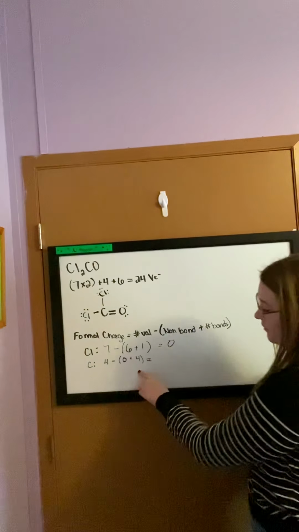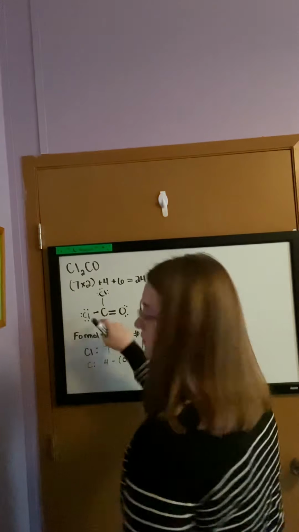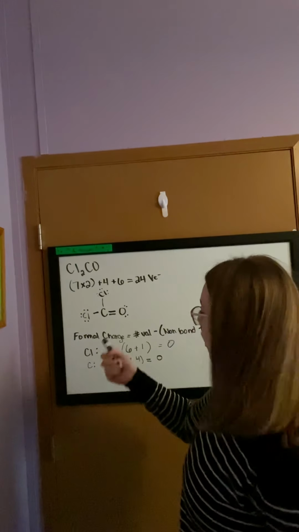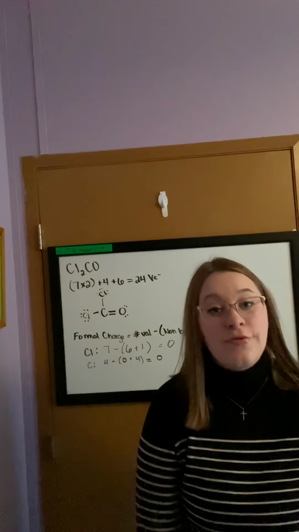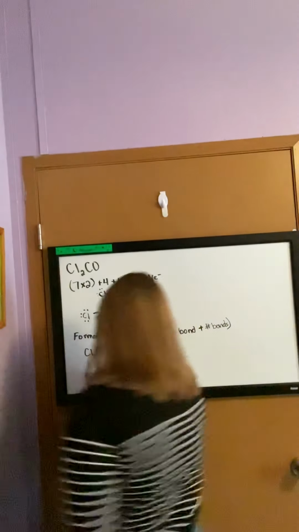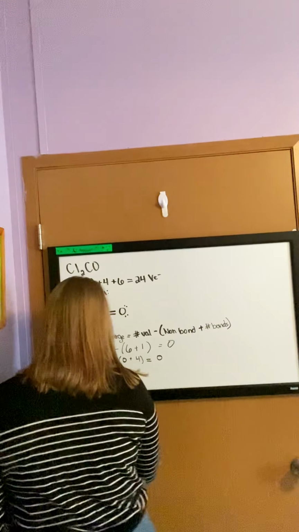And 4 minus 4 equals 0, so carbon does not have a charge. So the formal charge of carbon and chlorine are both 0. Let's double check our oxygen though. We want to make sure we are covered across the board.